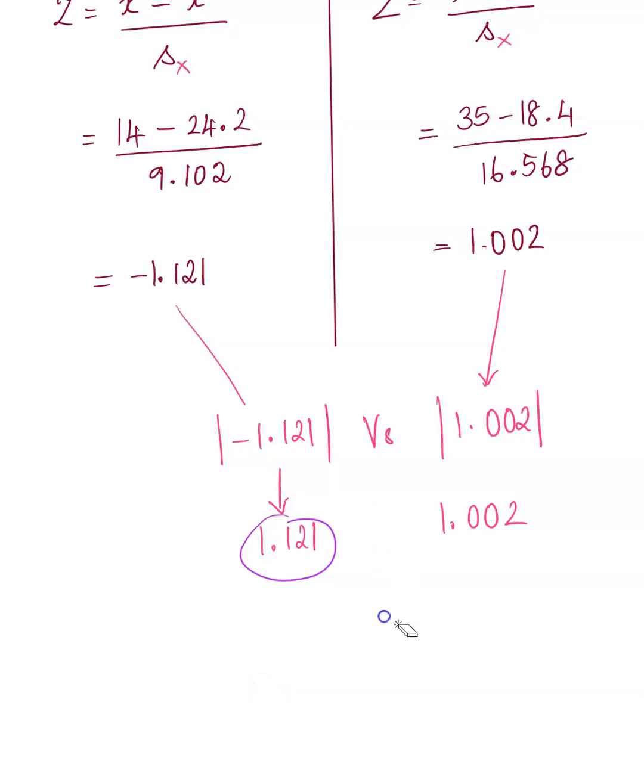Okay, I'll just put the symbol here, okay? Greater, that's better. So 1.121 is greater than 1.002, and therefore it is more unusual for team A to score 14 points than it is for team B to score 35 points. Okay.